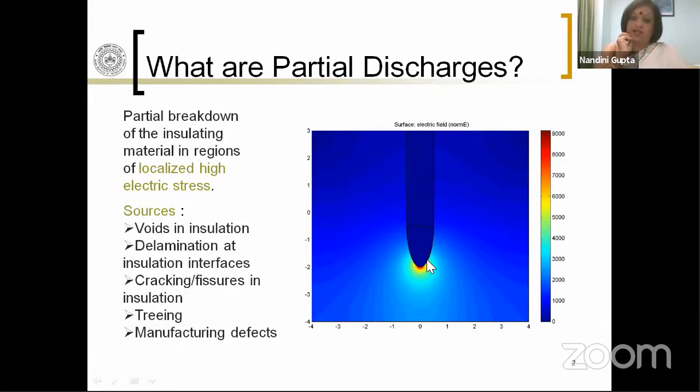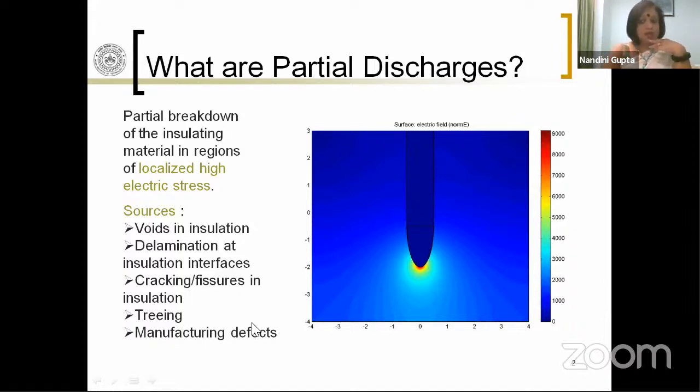One question that I would like to put to you is, what is the difference between corona and partial discharges? There is actually no difference between corona and partial discharges. Any partial discharge that happens in the open air is termed corona. So generally, when we see partial discharges happening around transmission lines, we call it corona, but theoretically there is no difference. The partial discharges that happen inside a solid dielectric material are termed PD, and when it happens in open air, it is called corona.